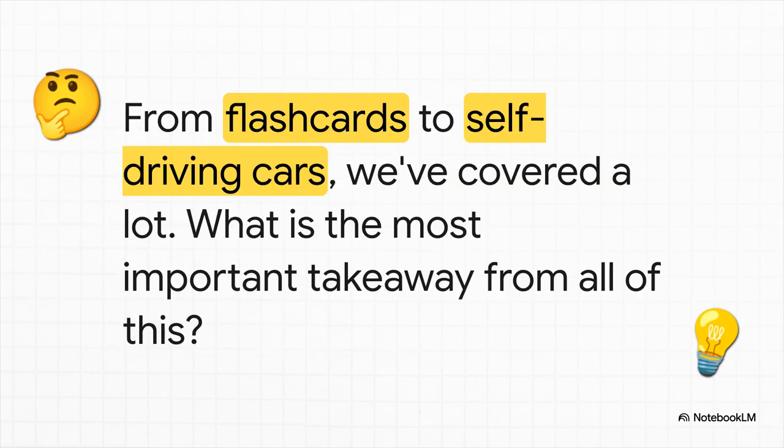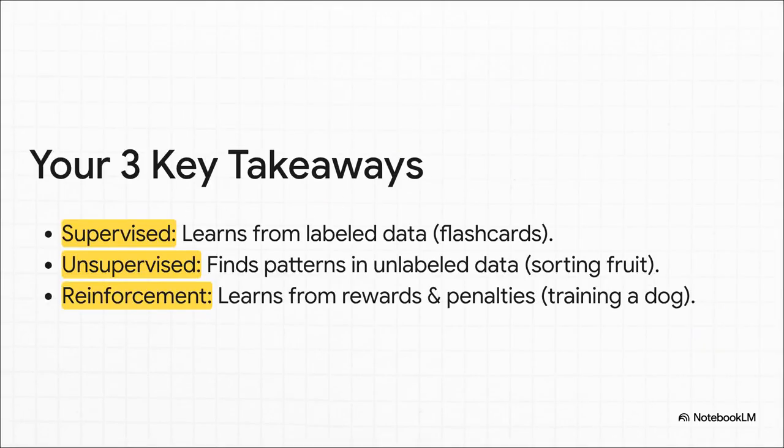Phew, okay, I know that was a lot. We've gone all the way from flashcards to self-driving cars. So if you're going to take away just one crucial thing from all of this, what should it be? It really just boils down to those three analogies. Remember these and you've got it. Supervised learning, that's the student with flashcards. Unsupervised learning, the explorer sorting the fruit. And reinforcement learning, that's the agent learning from rewards and penalties, just like training a dog.